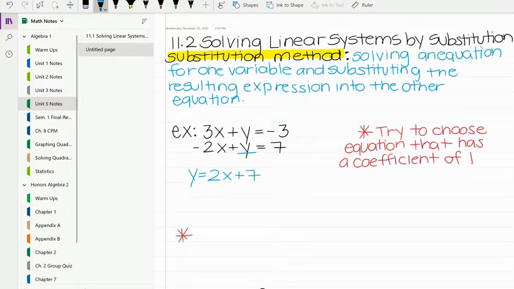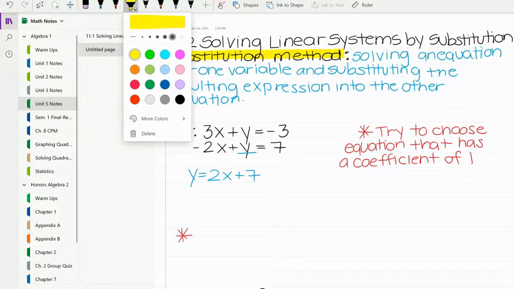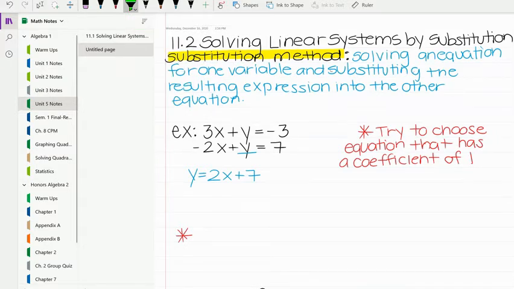Okay. And what we want to do next is, like it says in the problem, take that resulting expression, which is 2x plus 7, and plug it into the other equation for y. So when I do that, I would get 3x plus, and instead of y, I'm going to put in 2x plus 7, and that would all be equal to -3. All I did was replace y with 2x plus 7. The reason we can do that is because 2x plus 7 is equal to y.